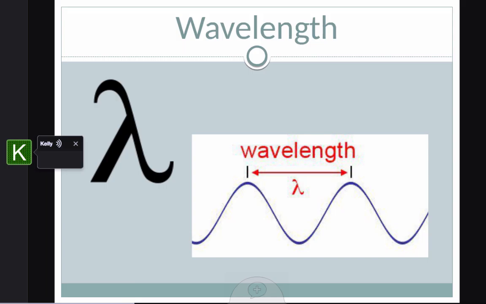Wavelength is the distance you must move over to have a pattern repeat at a fixed moment in time. The symbol for wavelength is lambda. Wavelength is measured in centimeters.